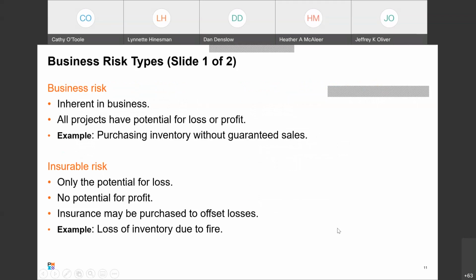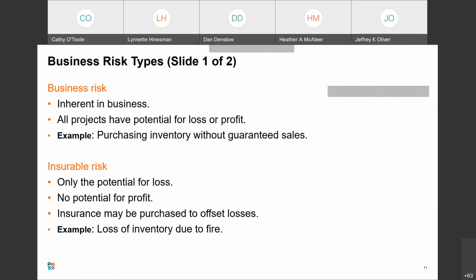Okay, so then we also have different types of risks. Business risks are things that would only happen in the business or are inherent in the business. They could create a potential for loss or profit. One example given here is purchasing inventory without any guaranteed sales. So we buy all this inventory and then we can't sell the product, which I don't think has happened in a really long time. We don't do that here.